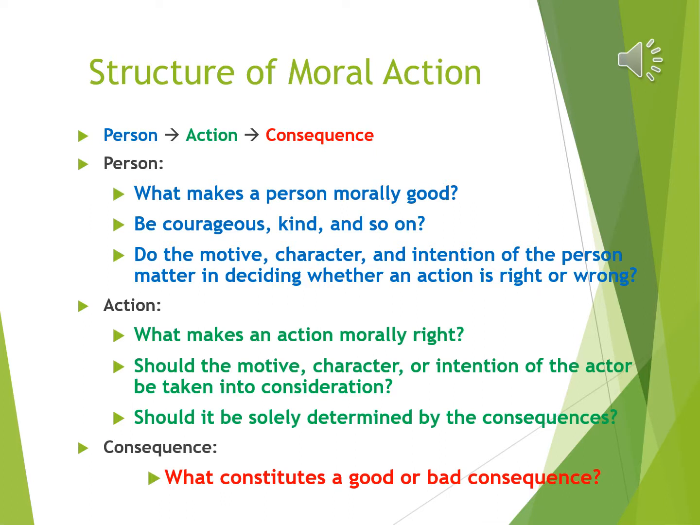Here we will make a framework which will tell us the structure of moral action. We have divided this structure into three things: person, action, and consequences. Like in English grammar, there is a subject, a verb, and an object. The same thing is here in the structure of moral action: who is doing the thing, what he is doing, and what is the result of those things. So let's see one by one.